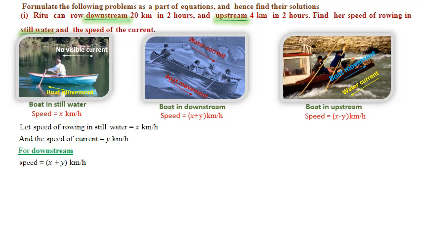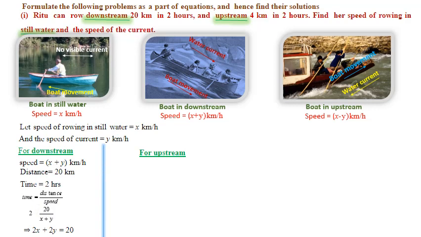Downstream case, as we calculated, speed is x plus y. And from the question, distance is 20 km that we have taken, and time is 2 hours, that also we have copied. And as we know that time is equal to distance by speed, we have to substitute in the formula. Time, that is 2, distance 20 km, and speed as we know is x plus y. Cross multiply it, 2 into x is 2x, 2 into y is 2y, is equal to 20.